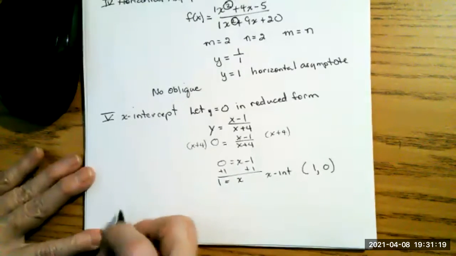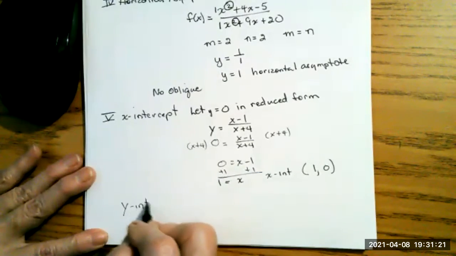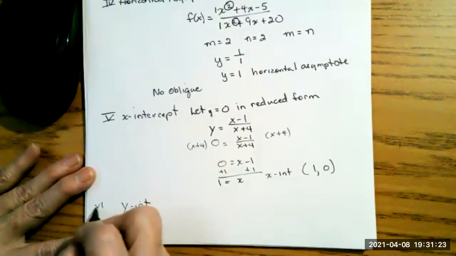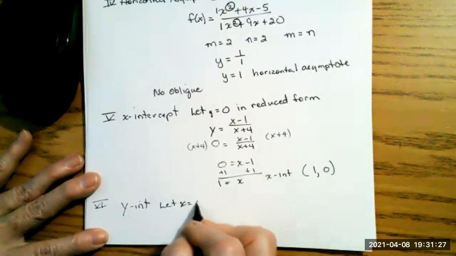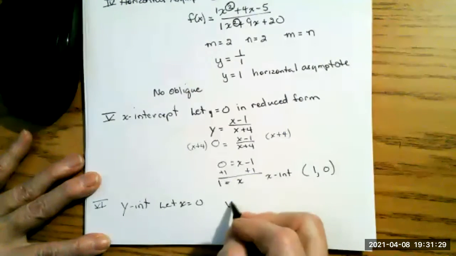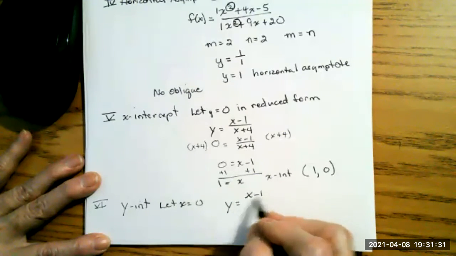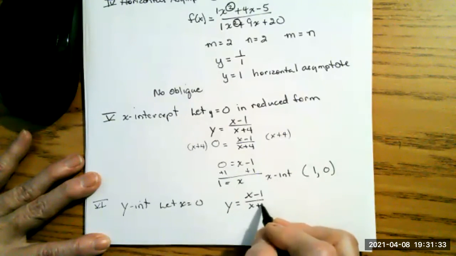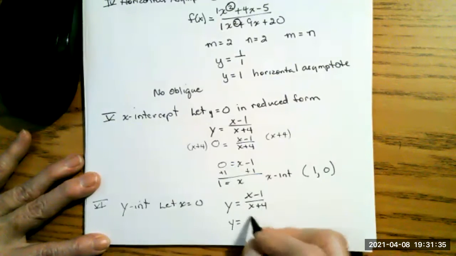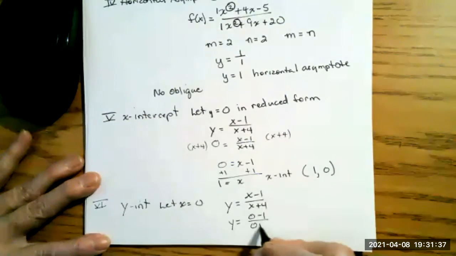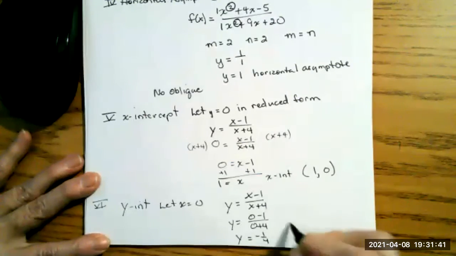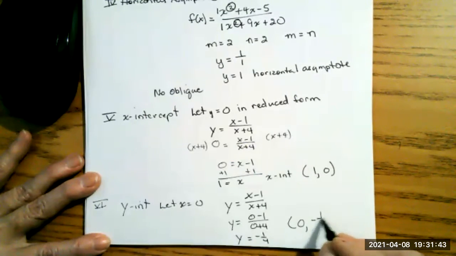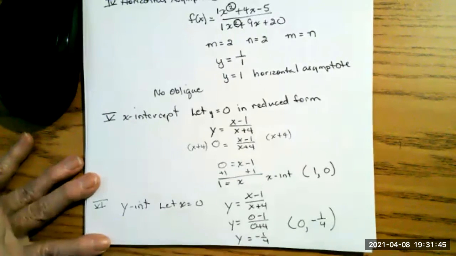Okay, now let's do the y-intercept. That's where we let x equal 0, and we can use the reduced form. So y equals 0 minus 1 over 0 plus 4. y equals negative 1/4, so that's the point 0, negative 1/4.